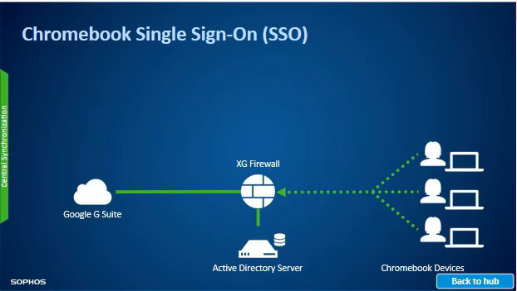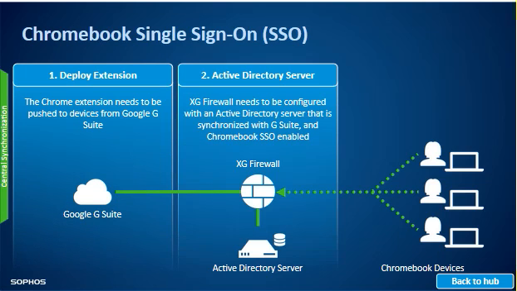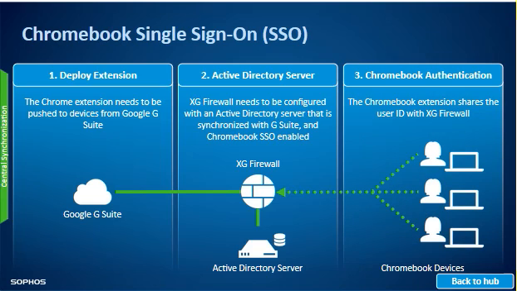Chromebooks are increasingly popular in education and some corporate environments, but they create a unique set of challenges for user identification with network firewalls. XG Firewall version 17.5 provides a Chromebook extension that shares Chromebook user IDs with the firewall to enable full user-based policy enforcement and reporting. Prerequisites include an on-premise Active Directory server synced to Google G Suite. The Chrome extension is pushed from the G Suite admin console, providing easy and seamless deployment that is transparent to users.